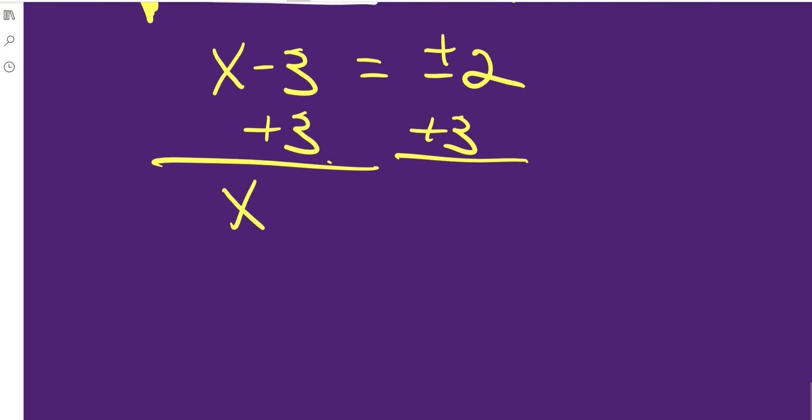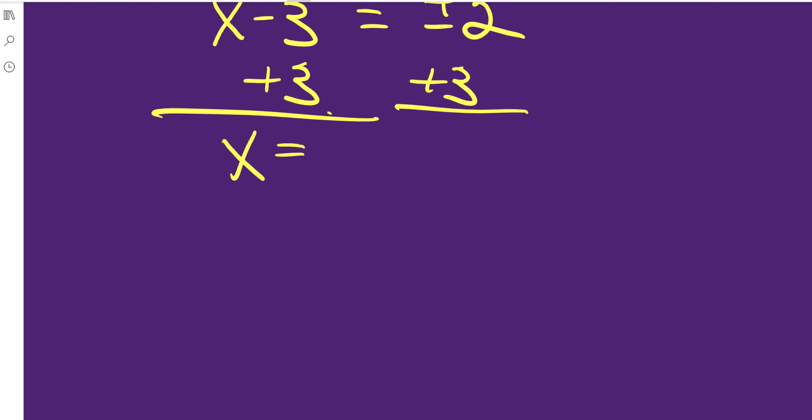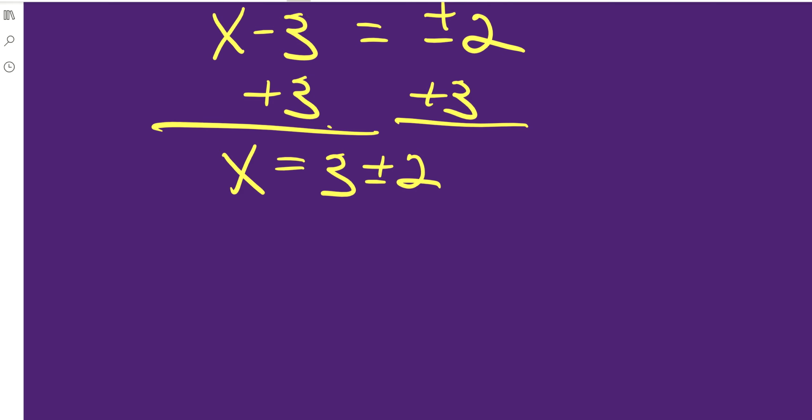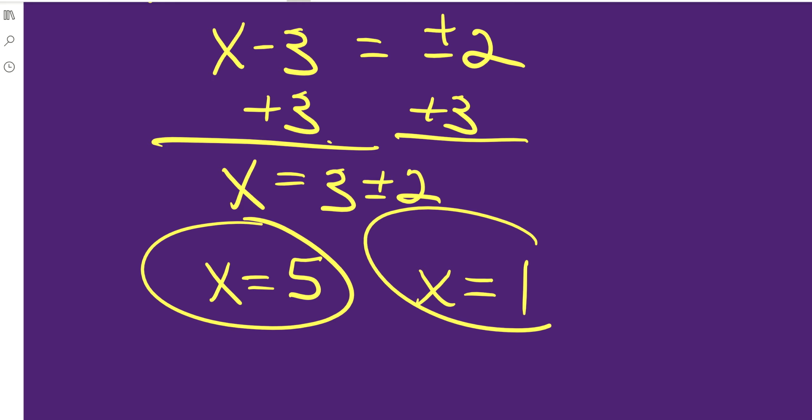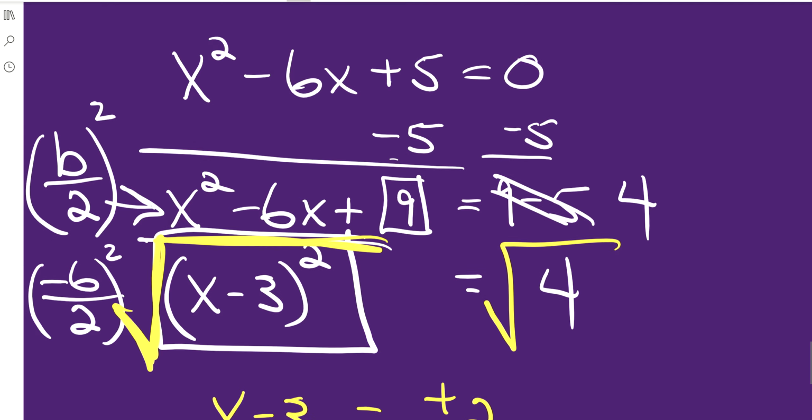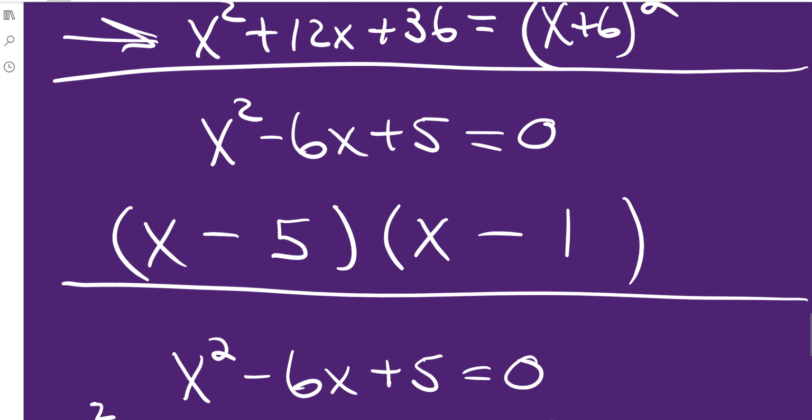So x equals 3 plus or minus 2. Okay, so therefore I'm going to figure out each of my answers for x. So x is going to equal 3 plus 2, which is 5, or x is going to equal 3 minus 2, which is 1. And these are the same answers we had when we just did it the traditional way up here.